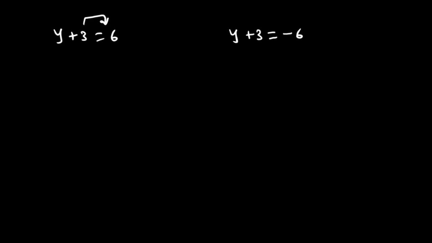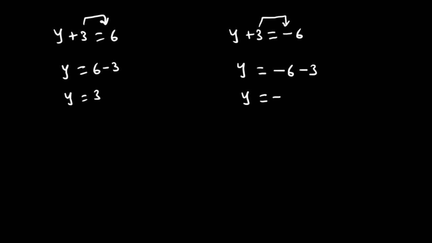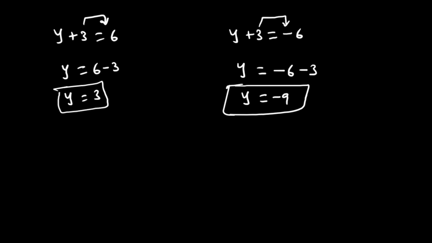Then we have y equal to 6 minus 3, which is y equal to 3. Now in this case again, plus 3 becomes minus 3, then y equal to minus 6 plus 3, which becomes minus 3, then y equal to minus 9. So here also we have two answers, that is y equal to plus 3 and y equal to minus 9.